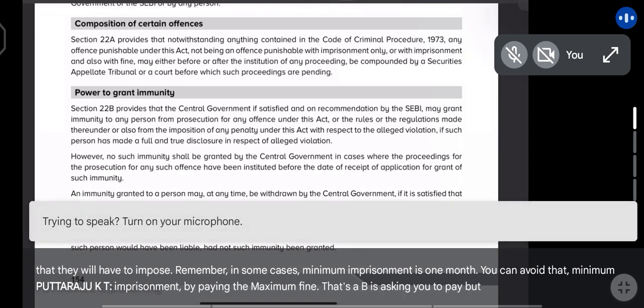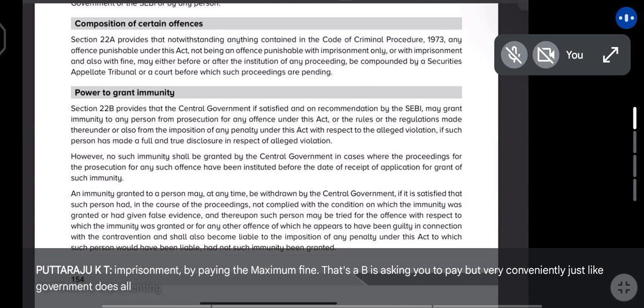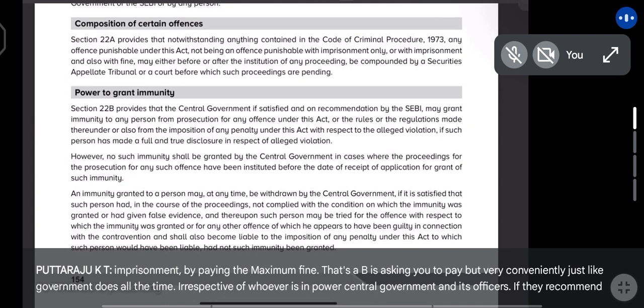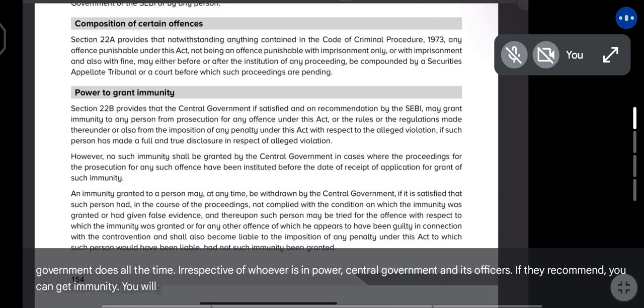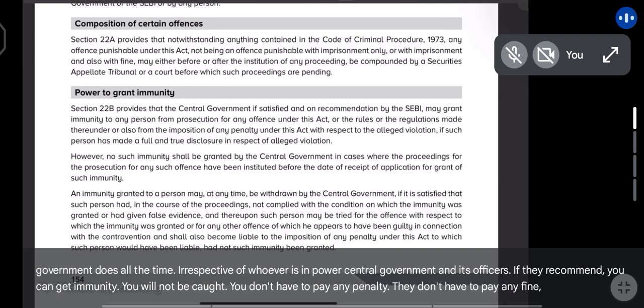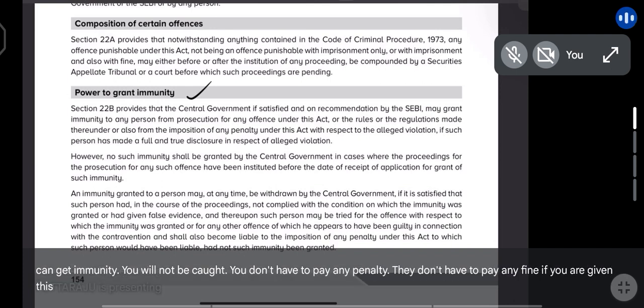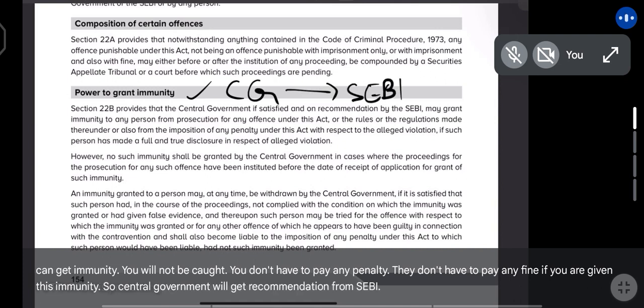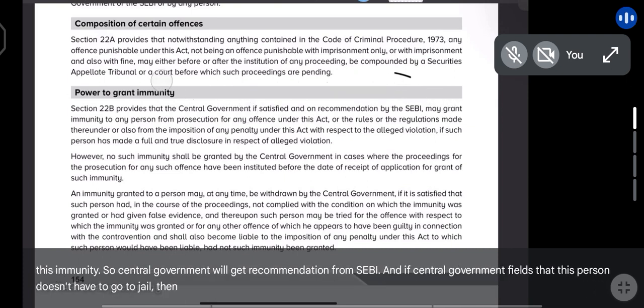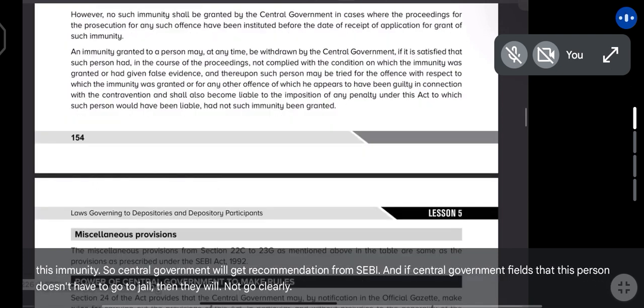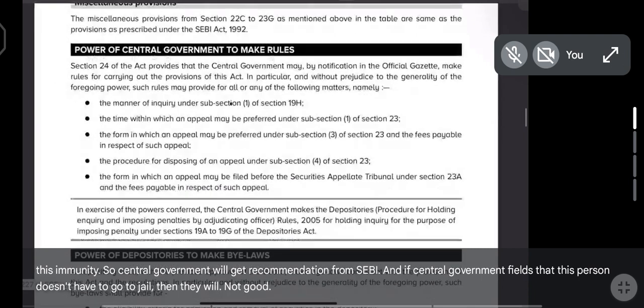But very conveniently, just like government does all the time, irrespective of whoever is in power, if the central government and its officers recommend, you can get immunity. You will not be caught. You don't have to pay any penalty. You don't have to pay any fine if you are given this immunity. So the central government will get a recommendation from SEBI. And if the central government feels that this person doesn't have to go to jail, then they will not go to jail. That's it.